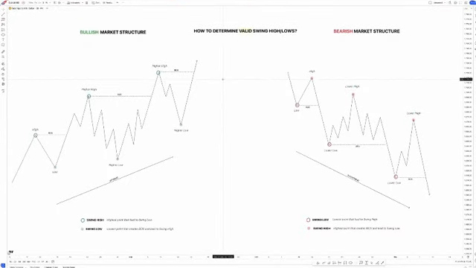How do you determine which ones are the valid swing highs and which ones are the valid swing lows? Okay, very simple. You always want to look for the lowest point that creates the break of structure and leads to a swing high, and that will be your swing low in a bullish market structure. And then in a bearish market structure, you always want to look for the swing high, which is the highest point that creates break of structure and leads to a swing low. Let me show you some examples, right, to help you get a better understanding.